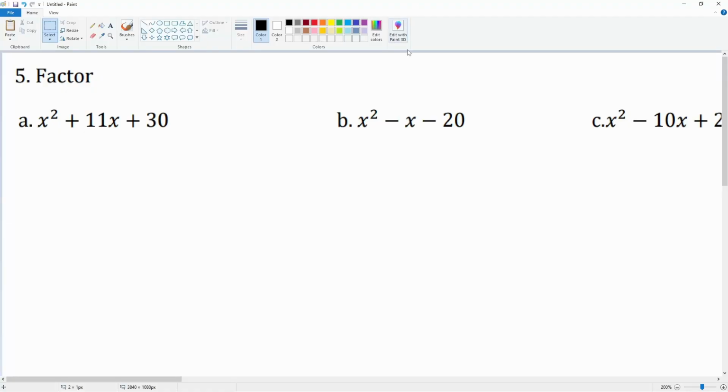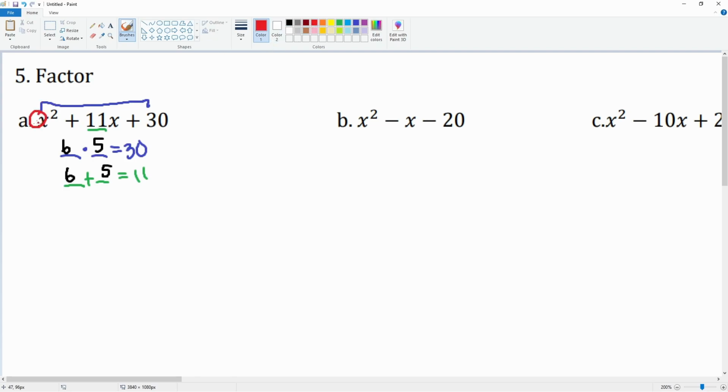Number 5 looks for us to just factor. Let's set up our dashes here. So we want to find two numbers that multiply to make 30 and add up to this middle number of 11. The two numbers here are 6 and 5. 6 times 5 is 30, and 6 plus 5 is 11.